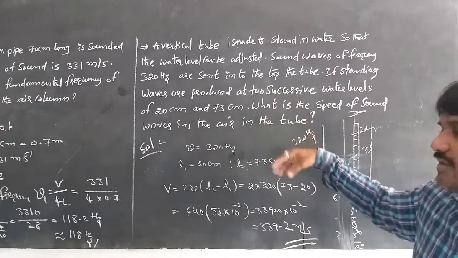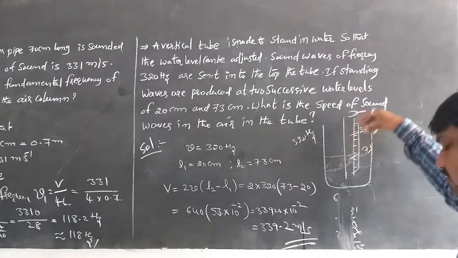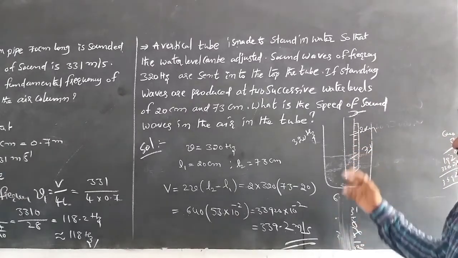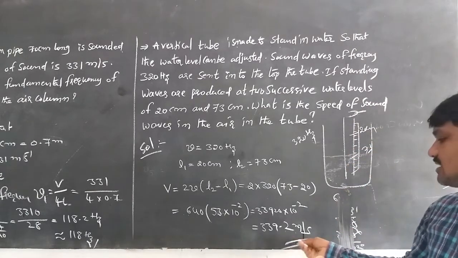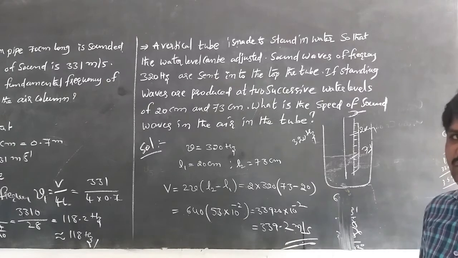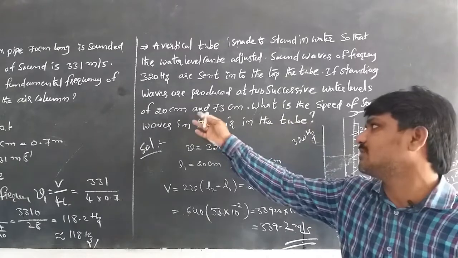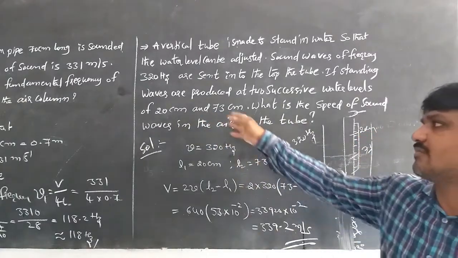When a vertical tube is placed in water, we can get two standing waves at two certain levels. This is the speed of sound. With this speed of sound we can get the standing waves at 20 centimeters and 73 centimeters with the frequency of 320 Hz.